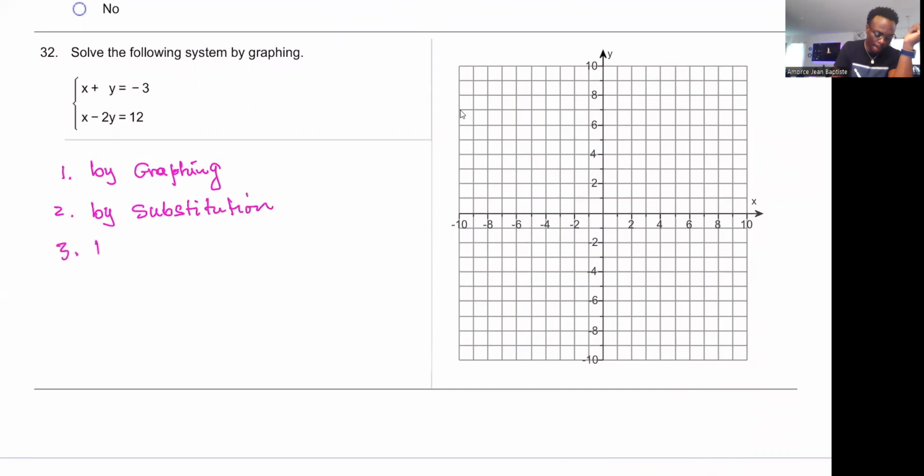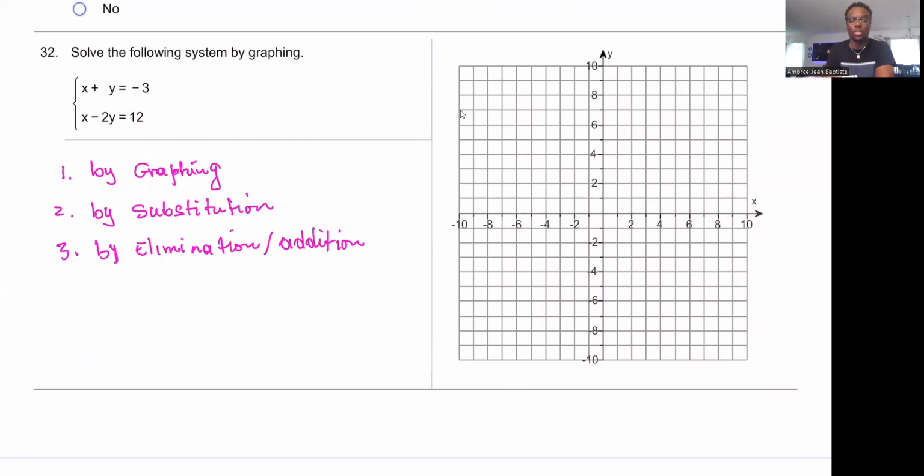Number 3, by elimination or addition. We have another way to solve it. They will call it the Cramer method. We're not going to go there for now, but these are the 3 ways that you are going to be asked to solve.